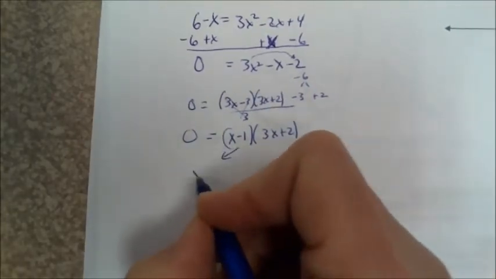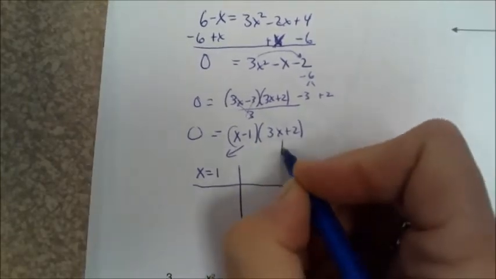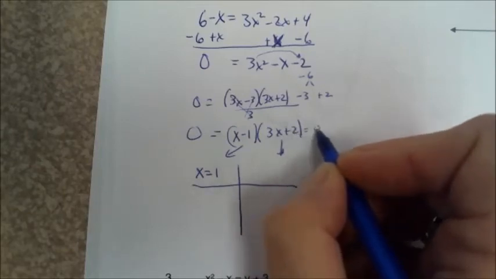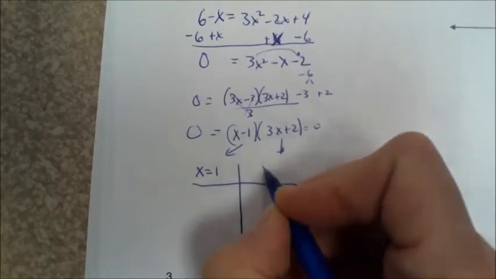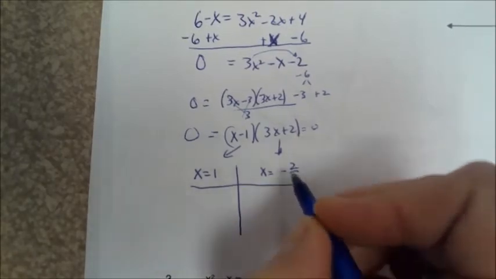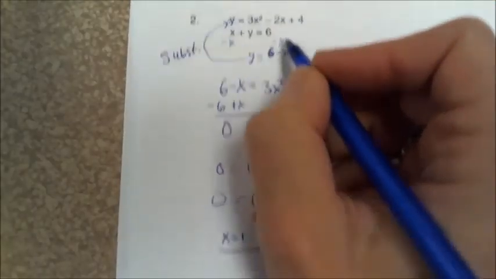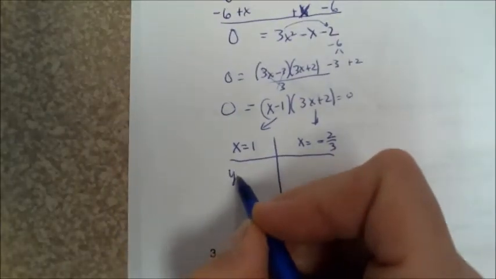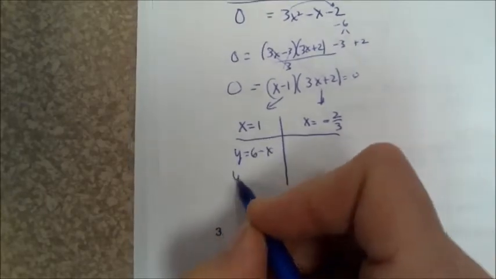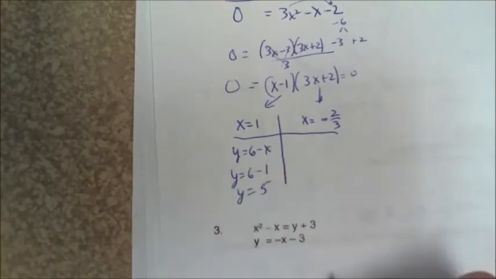Well, what does this x equal? This x equals 1. Put it in a table. And what does this x equal? If you set this equal to 0, subtract 2, divide by 3, x equals negative 2/3. And now we have to solve for y. Way back up here we said y equals 6 minus x. So we'll use that, y equals 6 minus x. Well, x is 1, so 6 minus 1 is 5.